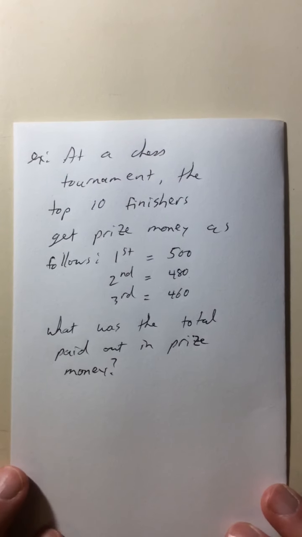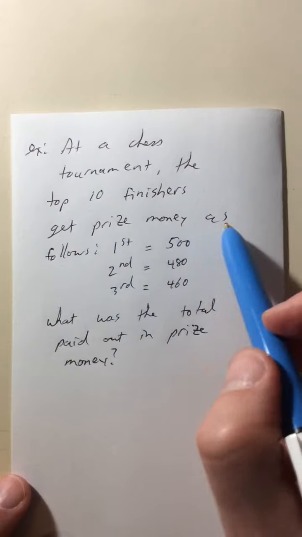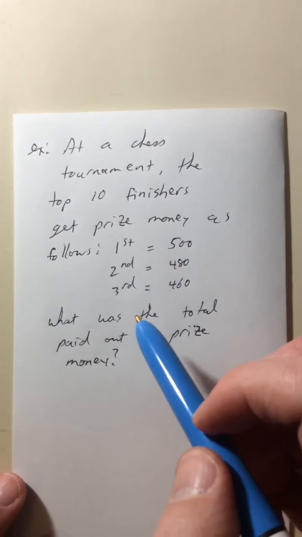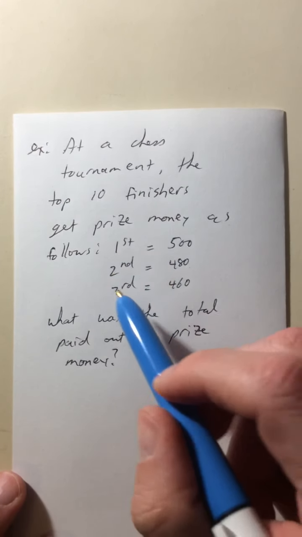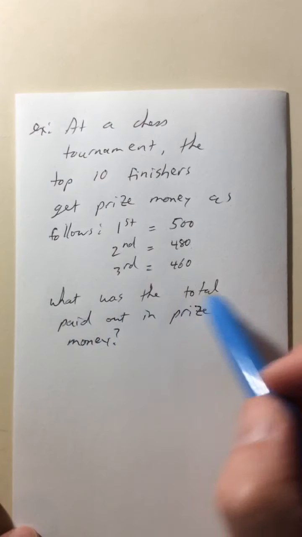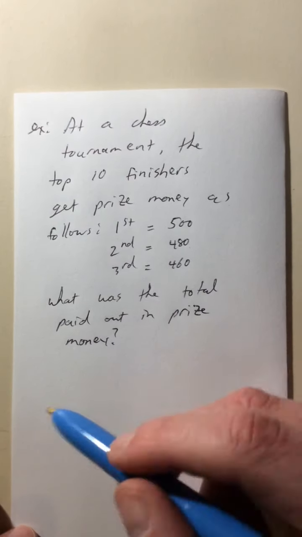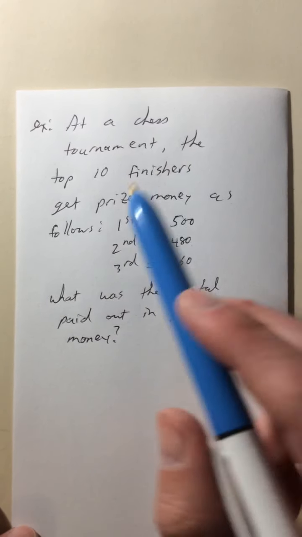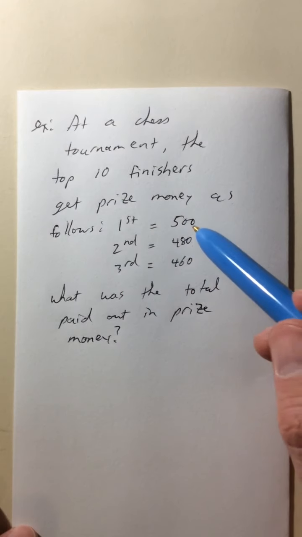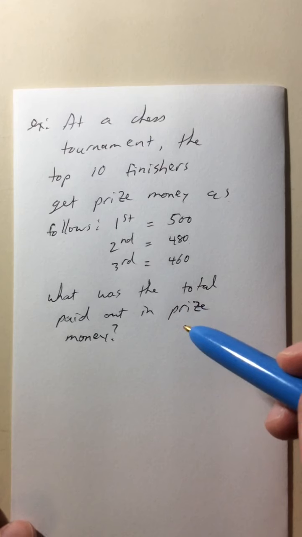Okay, last problem. And it involves a chess tournament. At a chess tournament, the top 10 finishers get prize money as follows. First place gets $500, second place gets $480, third place gets $460, and so on. What we want to know is, what was the total paid out in prize money? Well, this problem is really just the previous problem with different numbers. What's the sum of the first 10 numbers in this sequence right here?